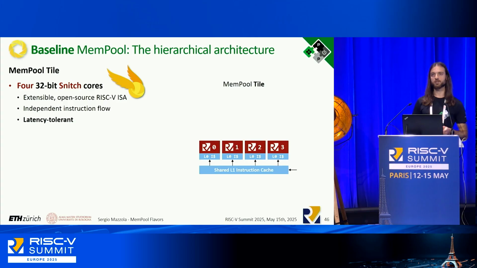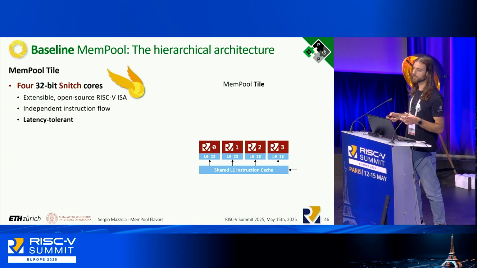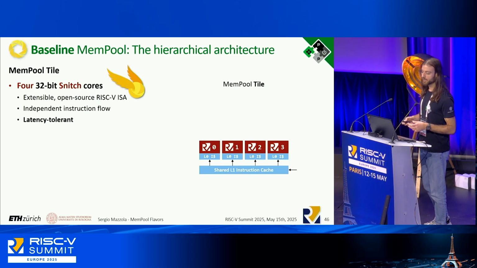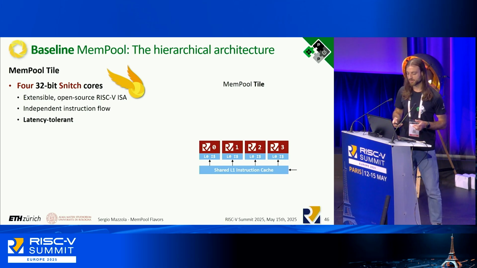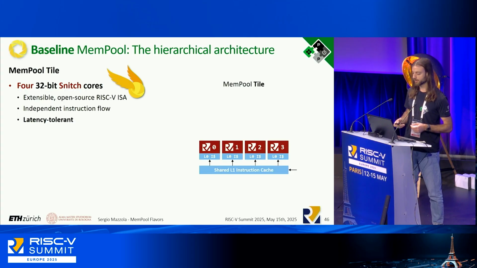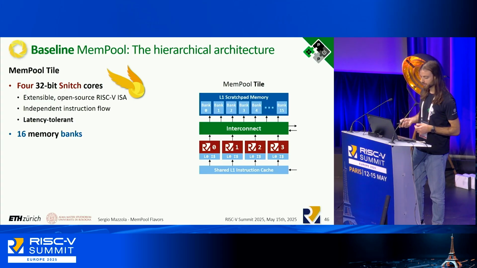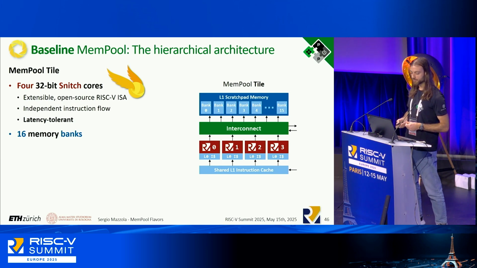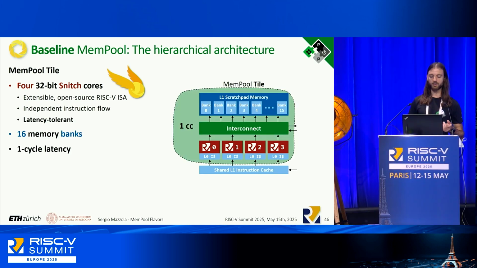In the MemPool implementation, each core has an independent instruction flow. So each one of the 256 cores can be programmed independently. And another nice feature of Snitch is that it's designed to be latency tolerant. So in such large memory system, we can tolerate the bubbles coming from the interconnect very easily. Then in the MemPool tile, we have 16 memory banks. And in the same tile, a core can access each bank in just one cycle of latency.